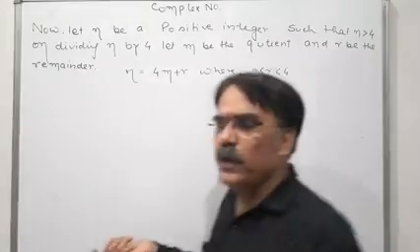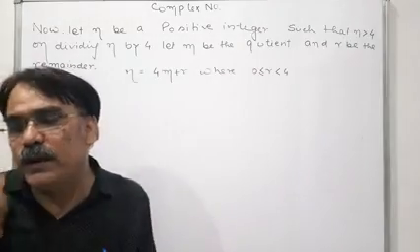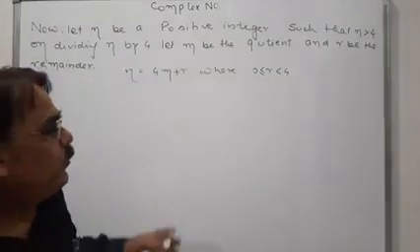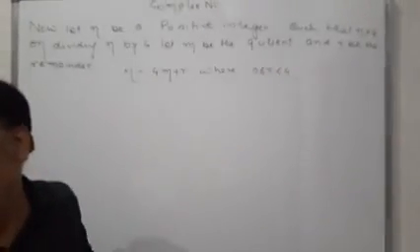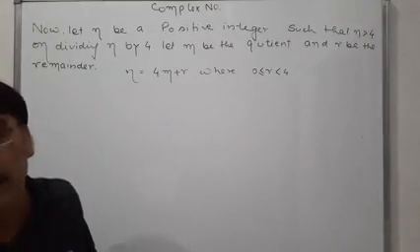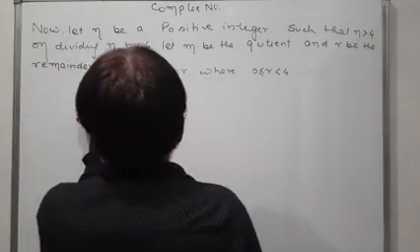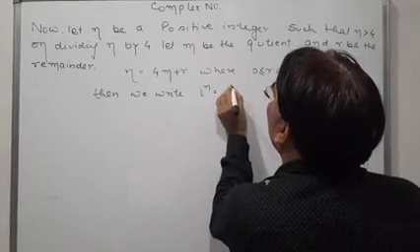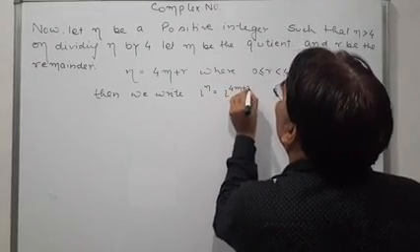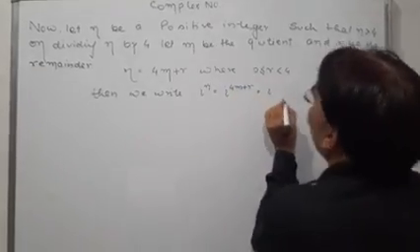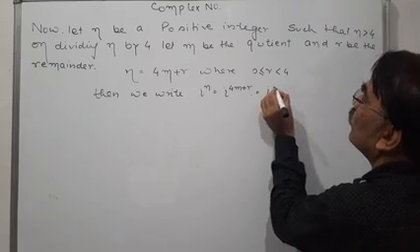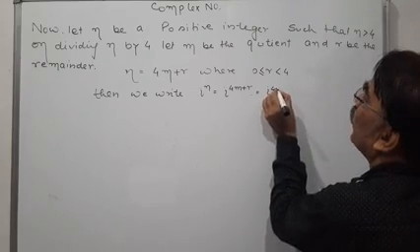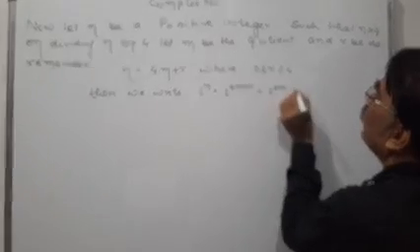किसी भी नंबर को 4 से डिवाइड करेंगे तो रिमाइंडर जो होगा वो 4 से कम ही होगा। ये आप 10th में पढ़े हुए हैं, you already know about it. Then we write i to the power n is equal to i to the power 4m plus r is equal to i to the power 4m into i to the power r.